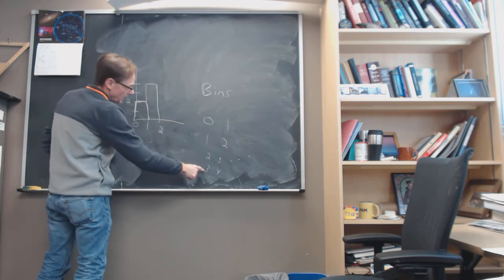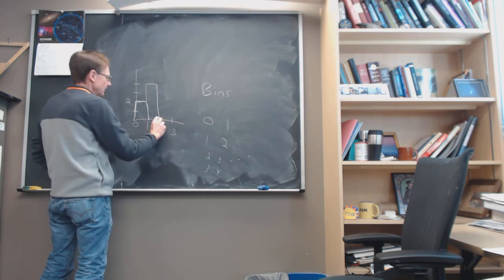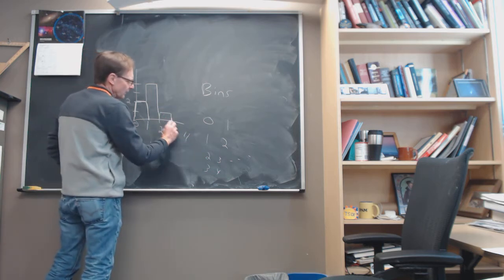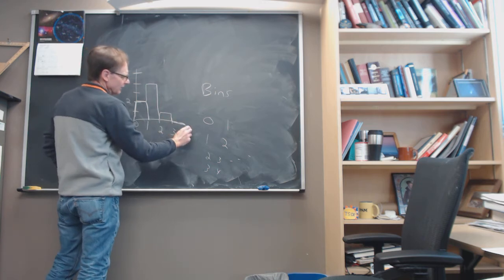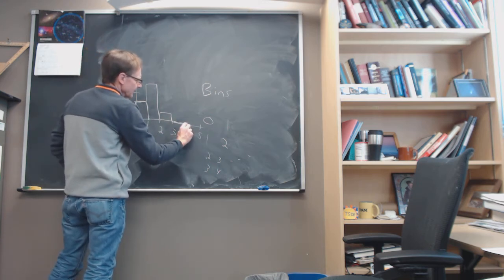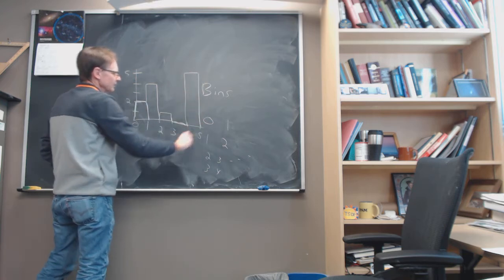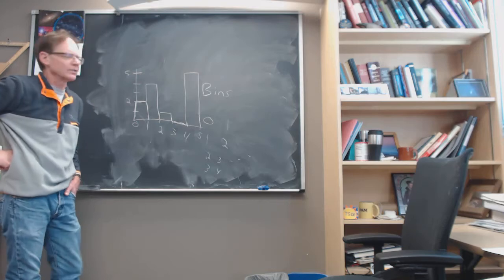Then suppose there was only 1 between 2 and 3. And so between 2 and 3, you come up 1 and over and down. And maybe there's none between 3 and 4, so you just go there at 0. And then maybe suddenly, out of nowhere, there were 5 up here between 4 and 5. And so between 4 and 5, you go all the way up to 5 and drop down, and you've made yourself a histogram. And you want to do that for all 24 hours of right ascension.